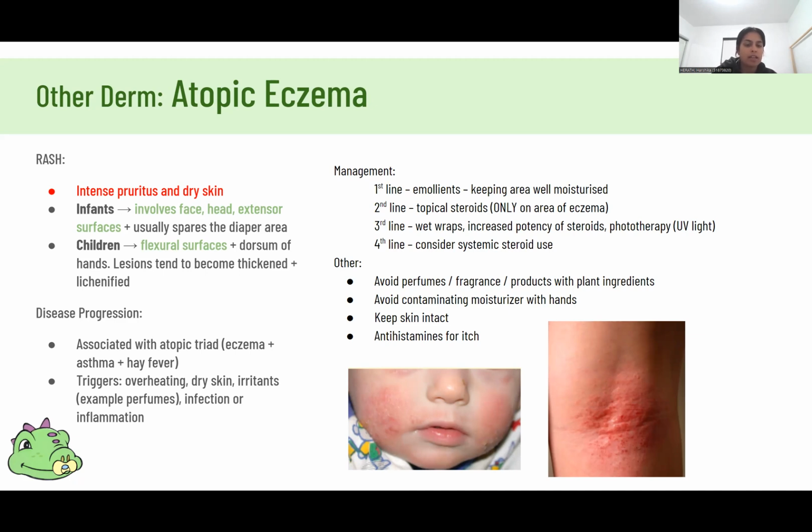So in terms of management, step 1 is emollients, so essentially moisturizers. Step 2 is topical steroids, but just on the areas where the eczema is, and then you can increase the dose if it's not working. Step 3, you can introduce things like wet wraps and phototherapy. And then step 4, consider the need for systemic steroids. But at that point, you probably go beyond GP management.